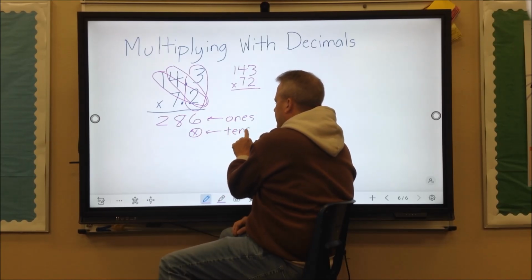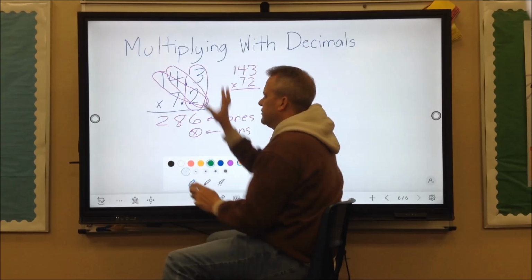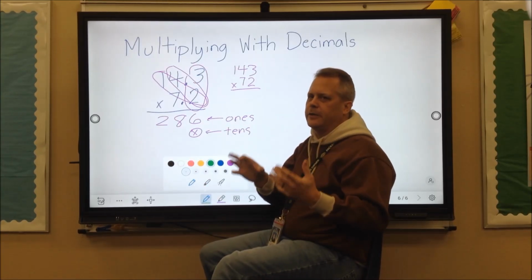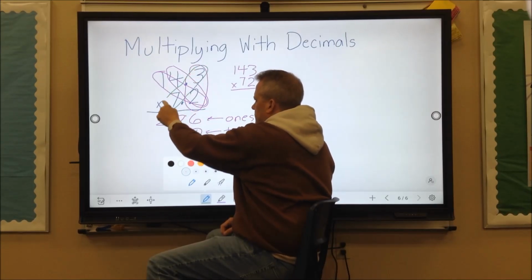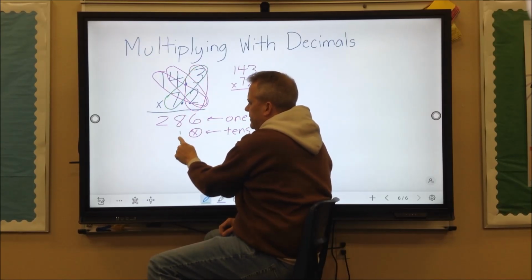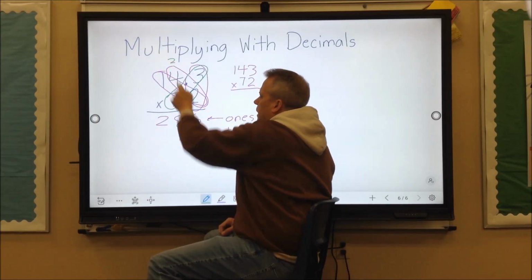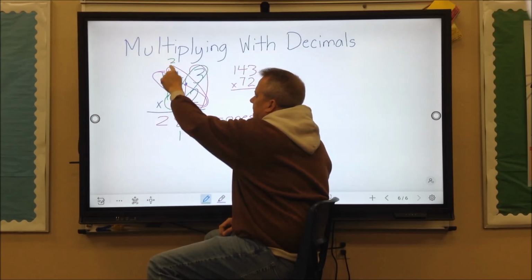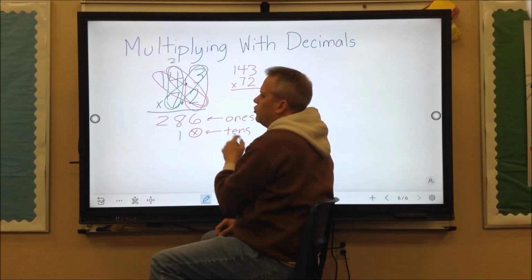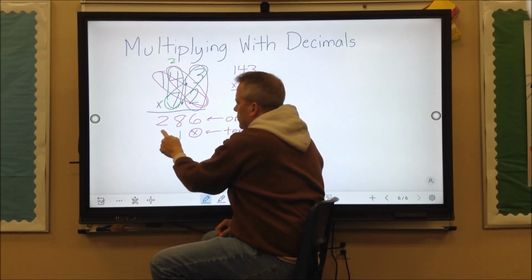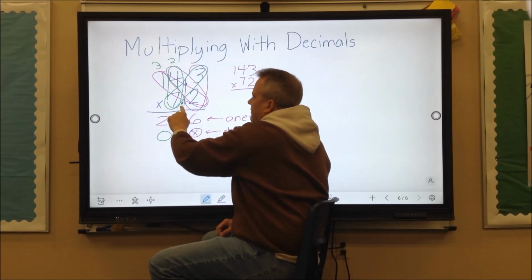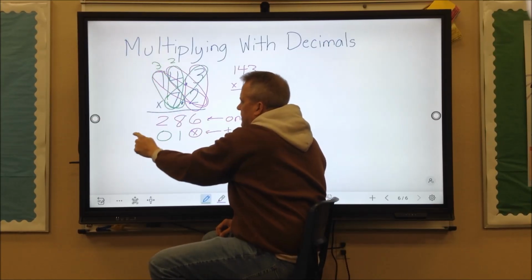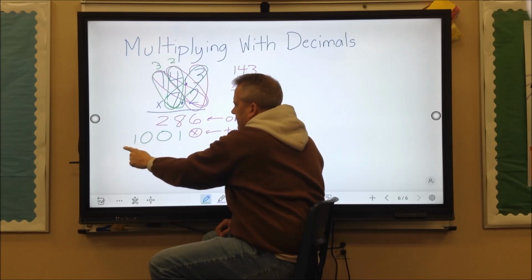Now, I'm going to use a different color because with all of these ovals, it might look a little overwhelming. So here we go. I'm going to go 7 times 3. 7 times 3 is 21. I'm going to put the 2 up there. 7 times 4 is 28, plus 2 is 30. I'm going to put the 3 up there. 7 times 1 is 7, plus 3 is 10.